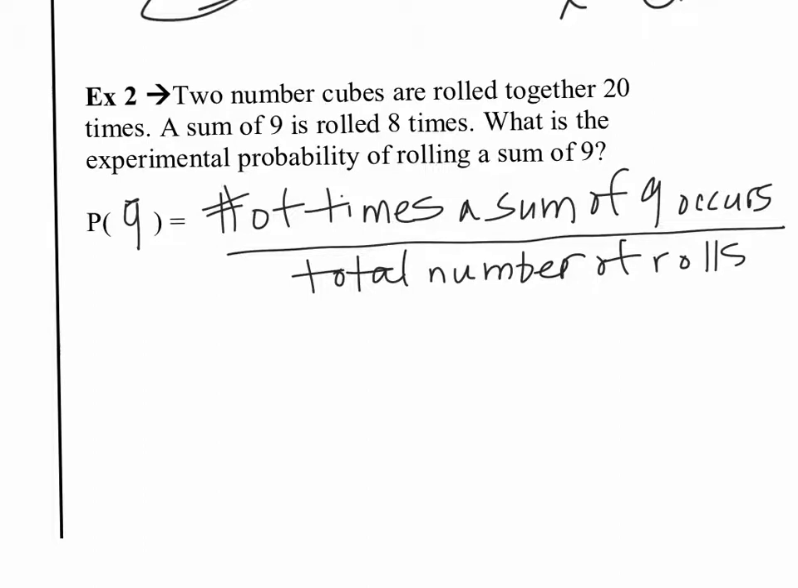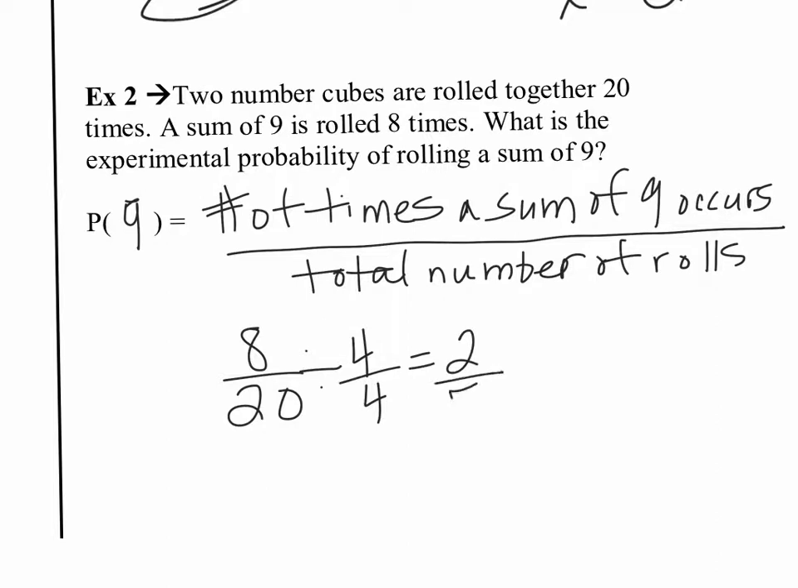How many times was a sum of 9 rolled? That is correct, 8. Out of how many times were the number cubes rolled? 20. That reduces top and bottom by 4, because you have to simplify, and you get 2/5. Back to what we talked about earlier, one of our fraction decimal percent equivalents that we should know. That's 40%. Plus, it's the same fraction percent we had on the other problem.